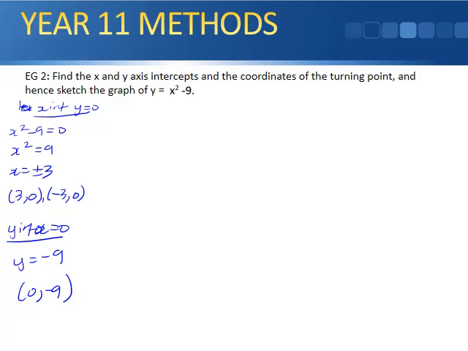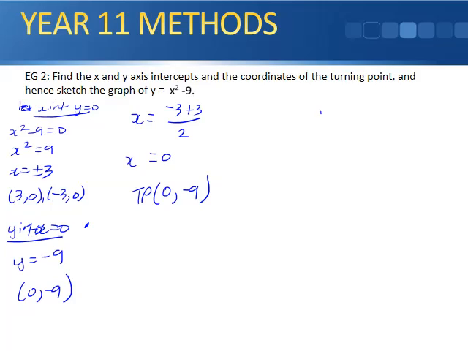Remember, for the turning point, the x part, add the two x values together. So I've got -3 plus 3 and halve it. If you do that, you end up getting 0. And I already know that when x equals 0, because I've already done it over here, y equals -9. So the turning point is the same as the y-intercept.